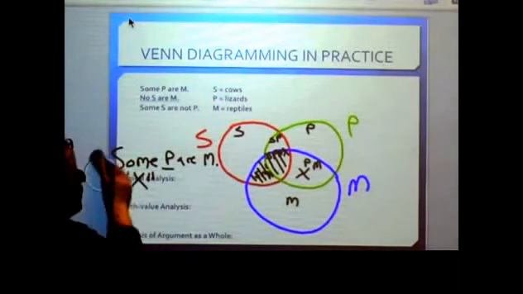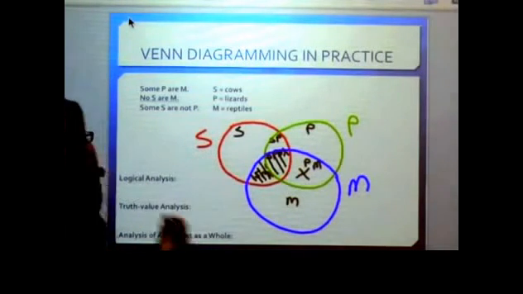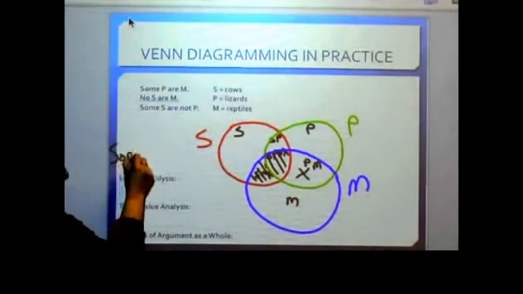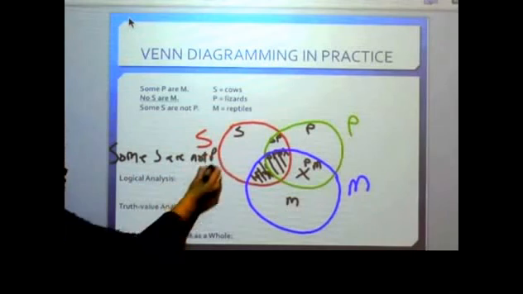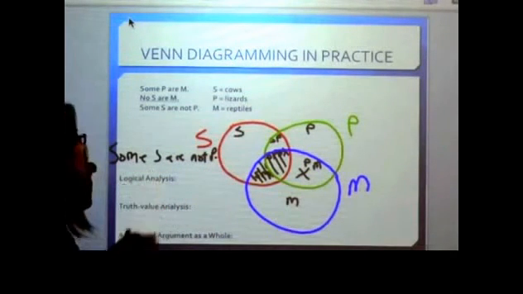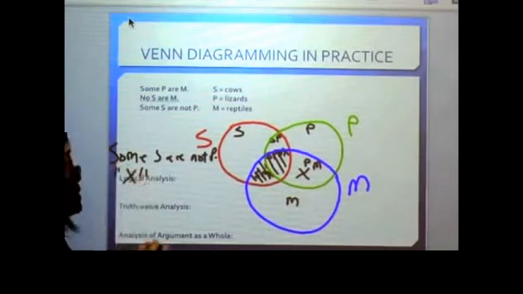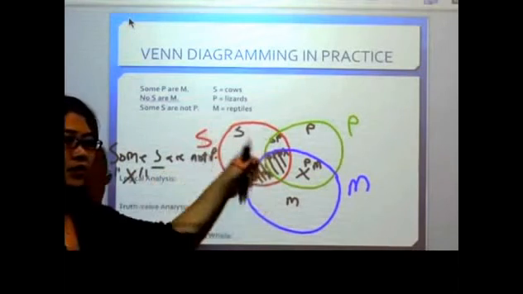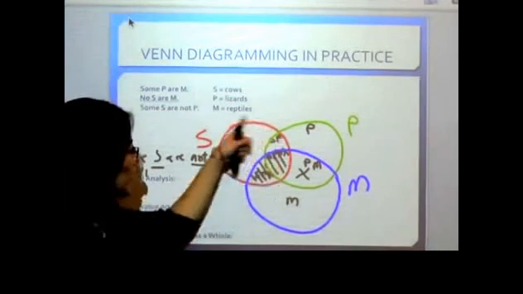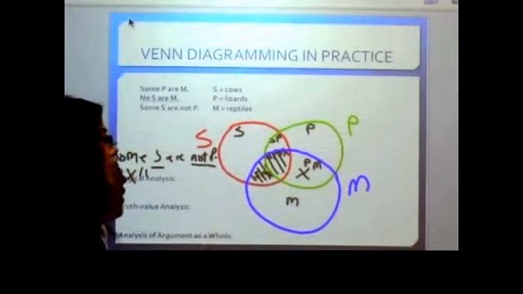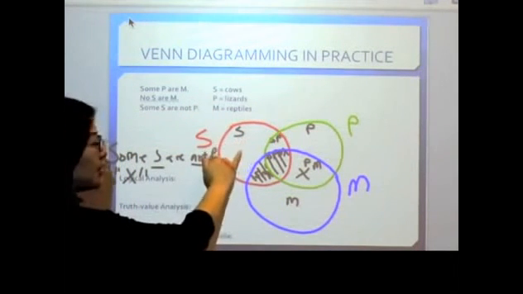Now we want to know whether or not this is a valid argument. To do so, we look at our conclusion, which is some S are not P. We want to see whether there is an X, at least one thing that exists, that is an S inside the S circle, that is not a P. Notice how inside this S circle we don't have any X's.